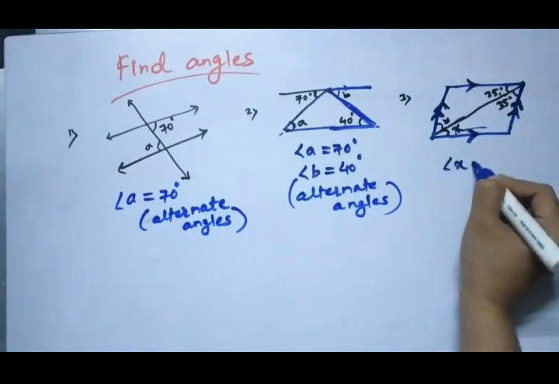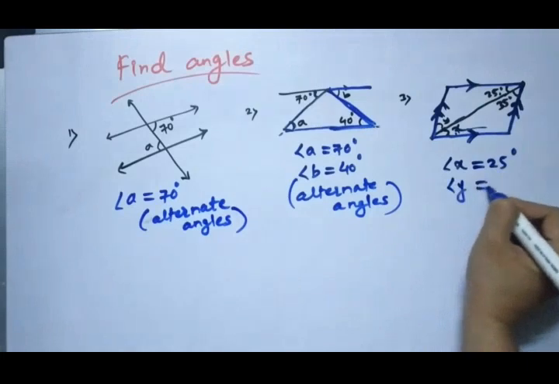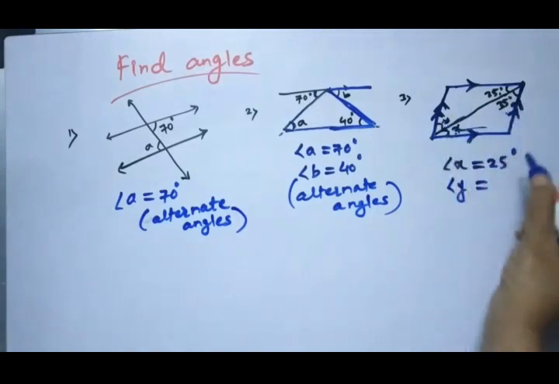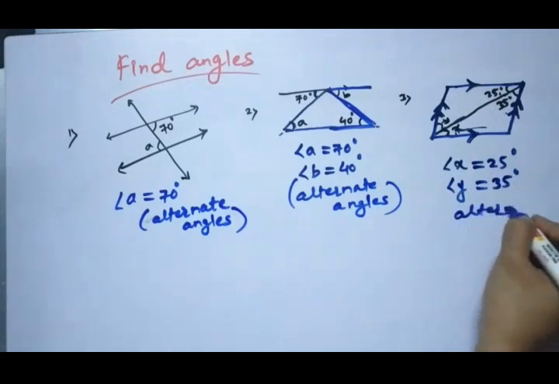So angle X is what, friends? You can see this is 25 degrees, and in the same way angle Y and this 35 are alternate angles. So their measures are equal. Again you can write, these are alternate angles.